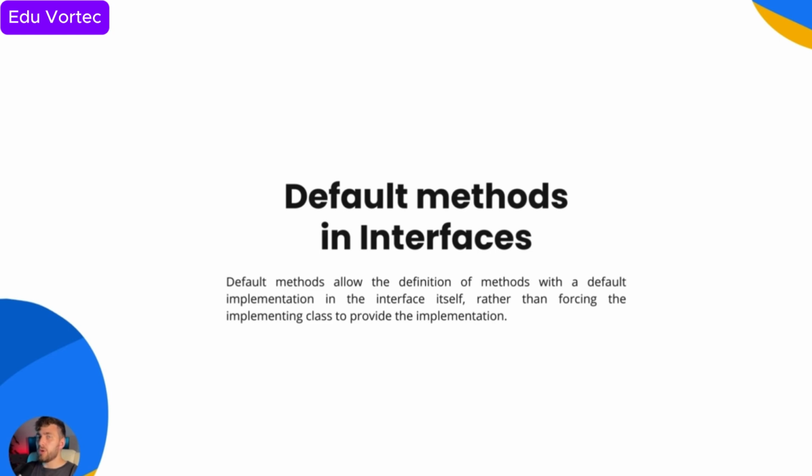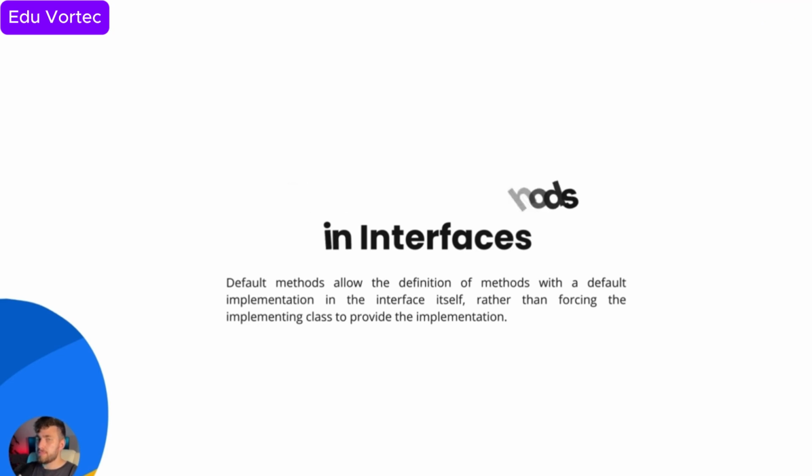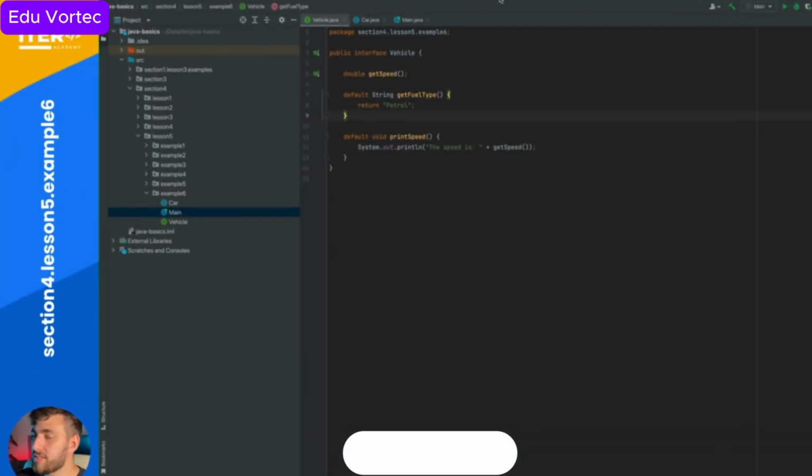Now, let's talk about default methods. Java 8 introduced the concept of default methods in interfaces. Default methods allow the definition of methods with a default implementation in the interface itself, rather than forcing the implementing class to provide the implementation. This is a useful feature when you want to add new methods to an interface without breaking existing implementations of the interface. Let's see the following example to understand it better.